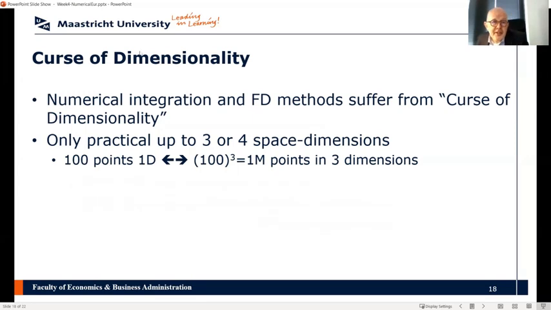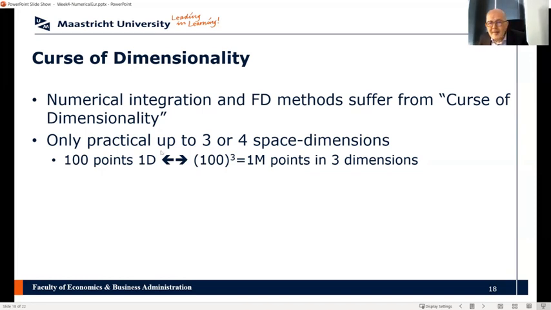Both the numerical integration methods and the finite difference method do suffer from what is known as the curse of dimensionality. So basically, both numerical integration and finite difference methods are only practical for problems with, let's say, 3 or 4 random variables that I'm trying to track in time. So the Black-Scholes is no problem. I have basically only one random variable. But if we move to more complicated options and more complicated models, I may want to track multiple stochastic processes at once.